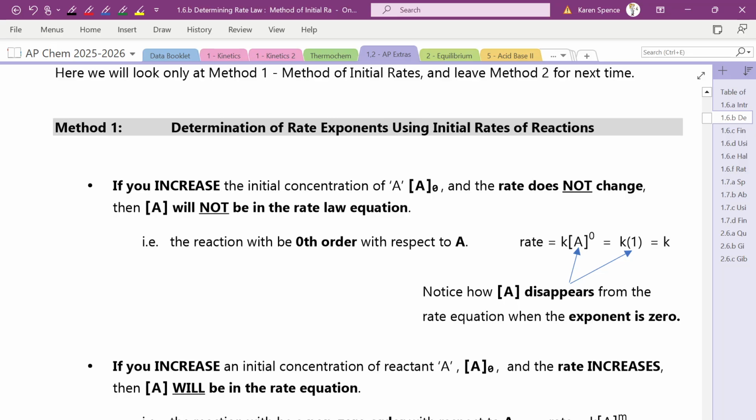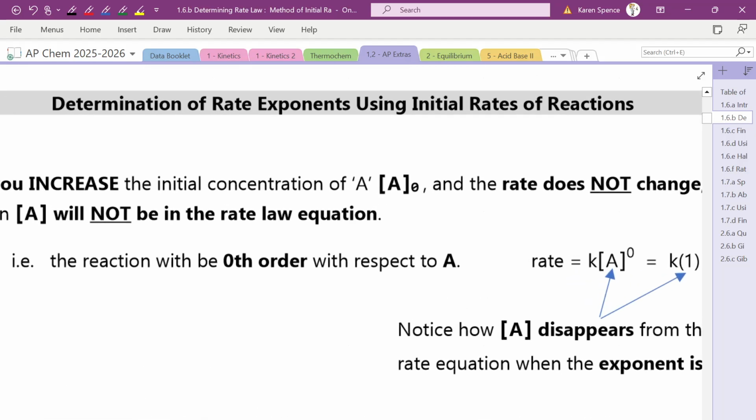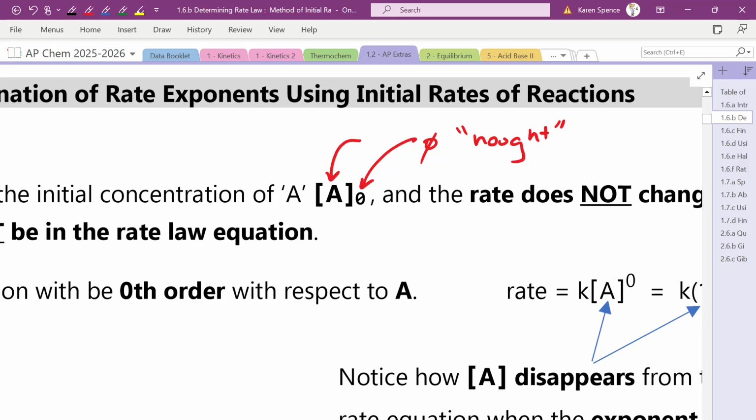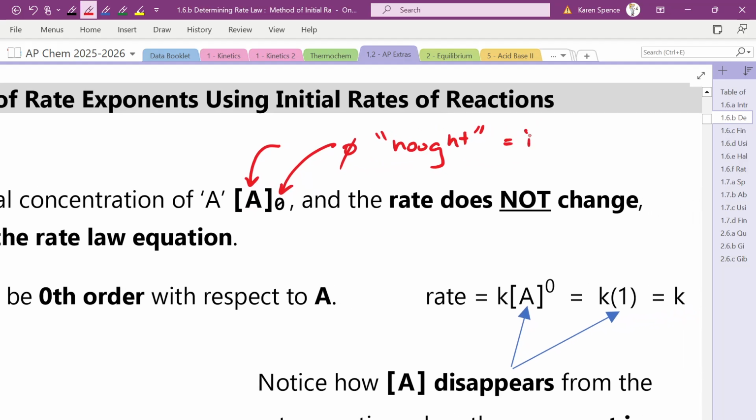All right, so method number 1. If you increase the concentration of A, and you'll notice we call it concentration of A, and what's that little thing down at the bottom? That is a 0, that is a naught. So in other words, that is the initial concentration. You don't have to put the line through the 0. You can just write concentration of A with a little 0 at the bottom. That's fine.